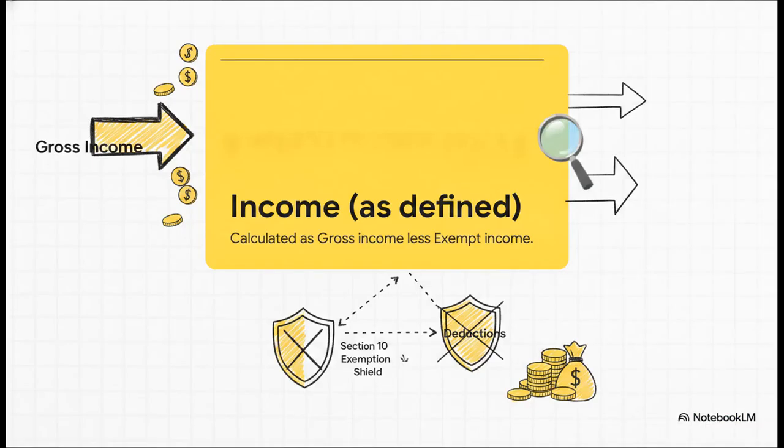If you take absolutely nothing else away from this masterclass, please remember this fundamental rule. An amount must first be included in gross income, whether that's through the general definition or a special inclusion, before we can even begin to discuss applying a Section 10 exemption. I mean, you literally cannot exempt an amount that was never in gross income to begin with. So, in your exams, always explicitly show that gross income inclusion first, and only then deduct the exempt income to arrive at income as defined. Just remember, exemptions are not deductions. They are specific legislative shields.